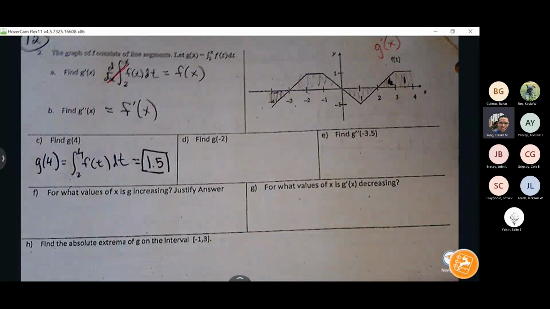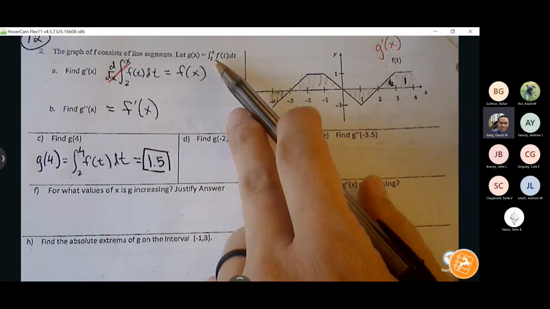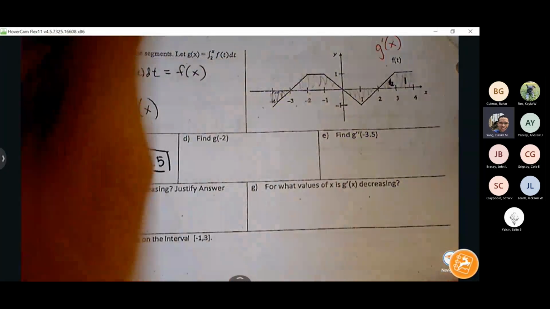Okay, find g of negative 2. So I'm just going to follow my definition here. From 2 to negative 2.